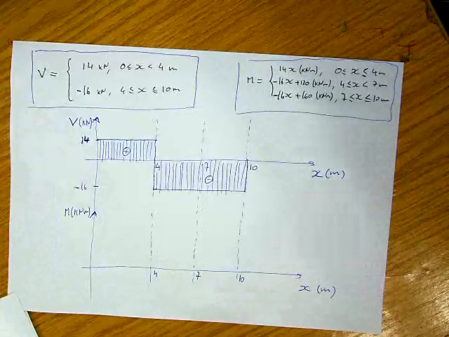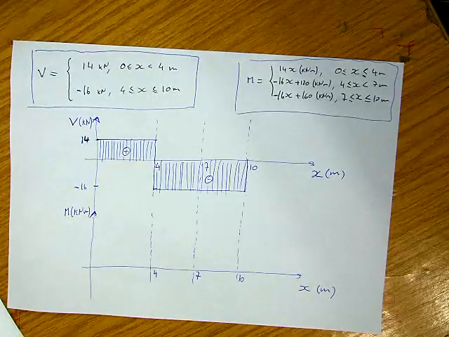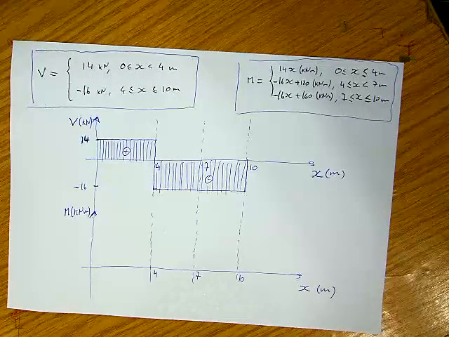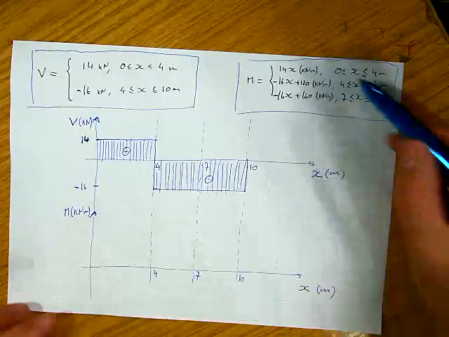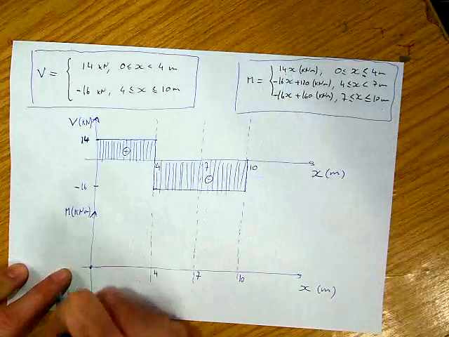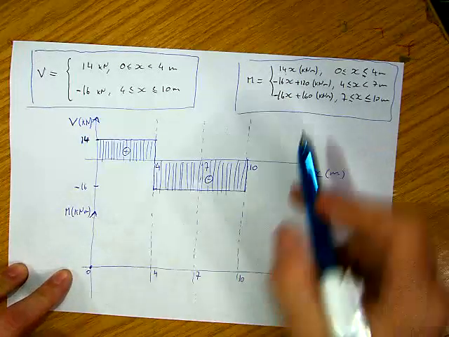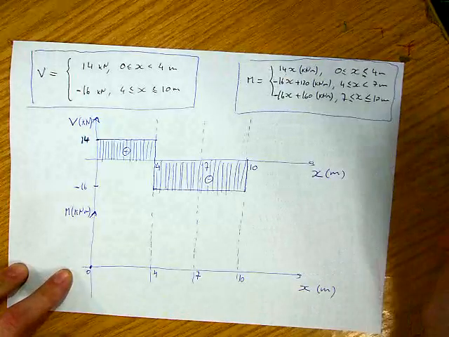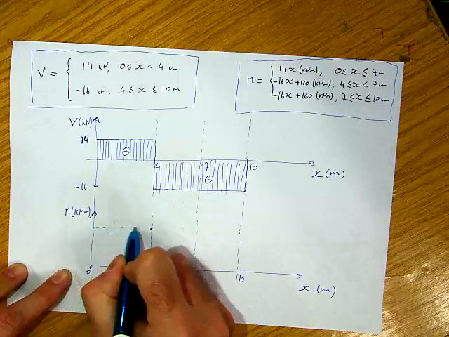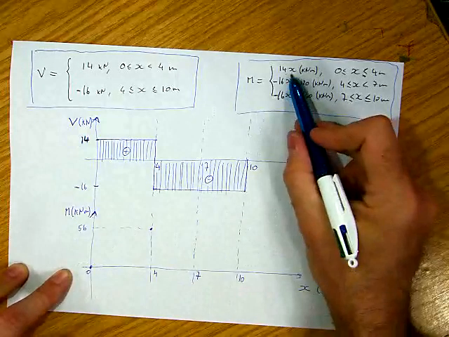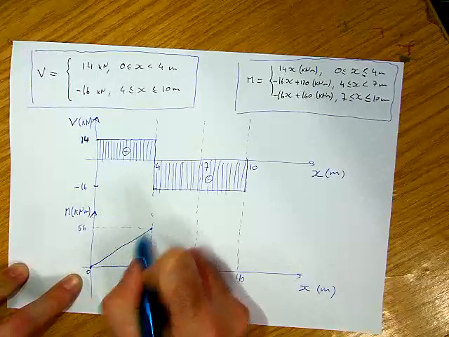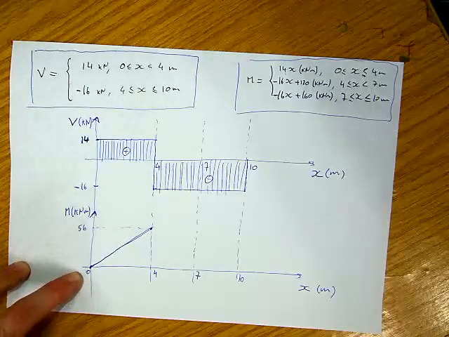Now I'm going to plot the bending moment. The bending moment is going to be a little bit different. From 0 to 4 it's 14x, right? 14 times 0 is 0, and 14 times 4 is 56. So I'm going to say that's 56 over there. This is a linear relationship with a positive slope, 0 here, like that. This is between 0 and 4.